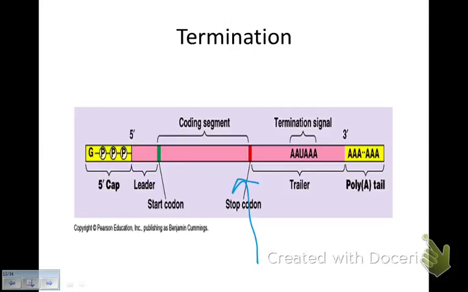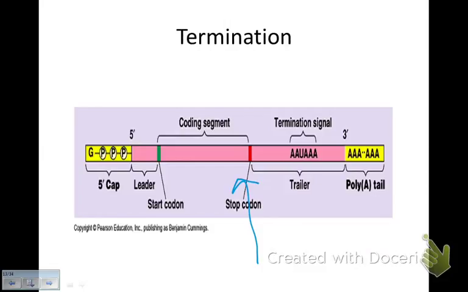So there's a start codon, and there's different codons that make the RNA. And so 3 nucleotides make a codon. And this particular codon says, stop, everybody fall off. Okay, so you want to know initiation, elongation, termination. Those are the 3 steps to transcription.